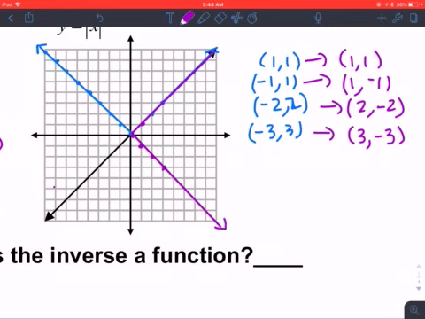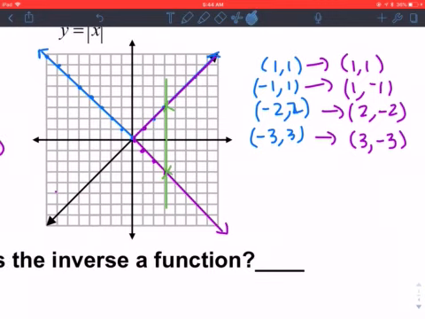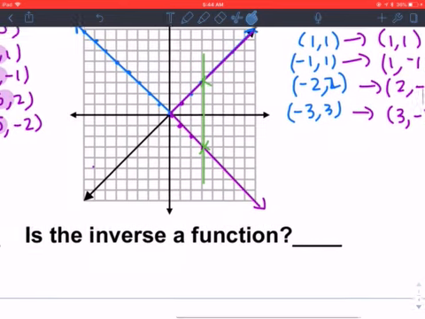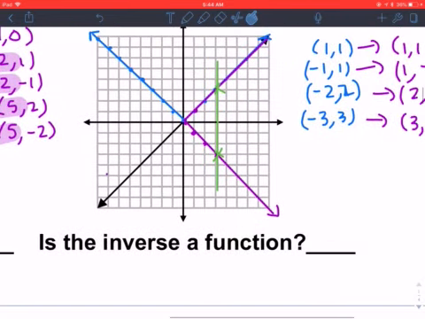Okay. So again, if I try to do the vertical line test, it crosses at 2 different points, so it is not a function. And then I notice as well that my x values repeat, so that 1, 1 and 1, negative 1, they repeat there. So the answer is no, it's not a function.